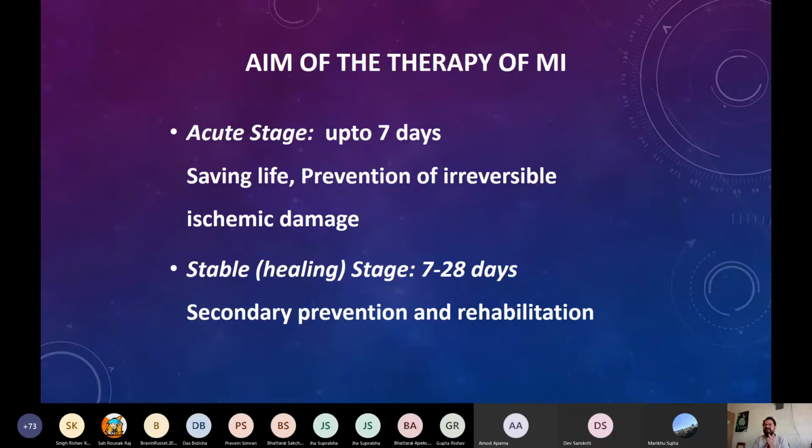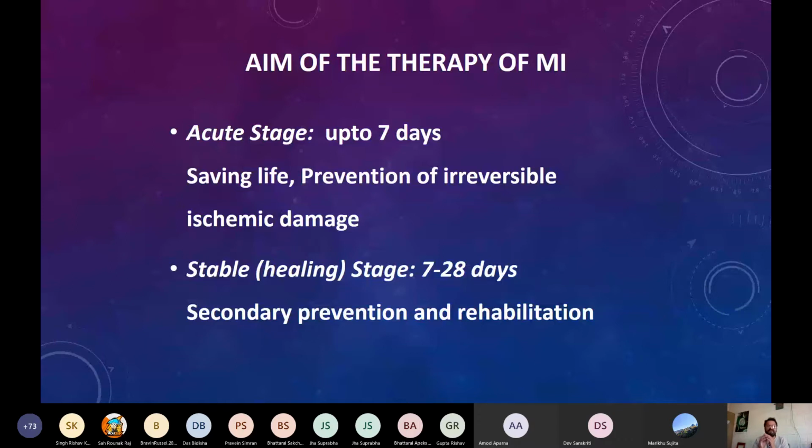The acute stage is up to 7 days, where we are concentrating on saving the patient's life. The first few hours are the most critical ones. I told you last time in the previous slide as well, the vast majority of these cases will die within 24 hours, and half of these patients will die in the first hour itself, never reaching the hospital. So saving life, and then second, once you have taken measures to save the patient's life, I'll tell you what the measures are, is prevention of irreversible ischemic damage.